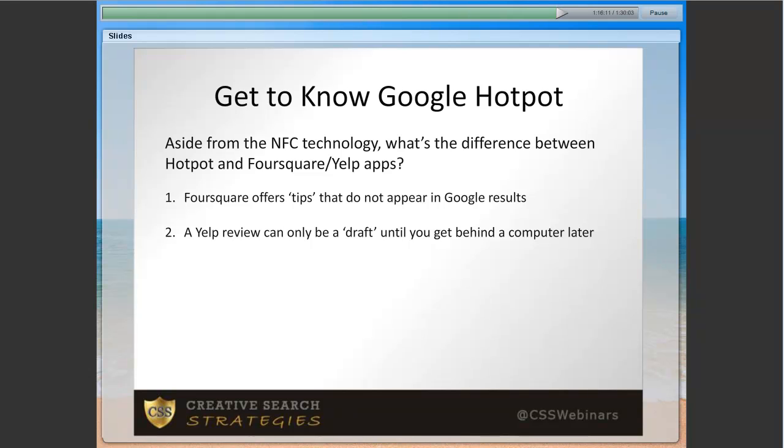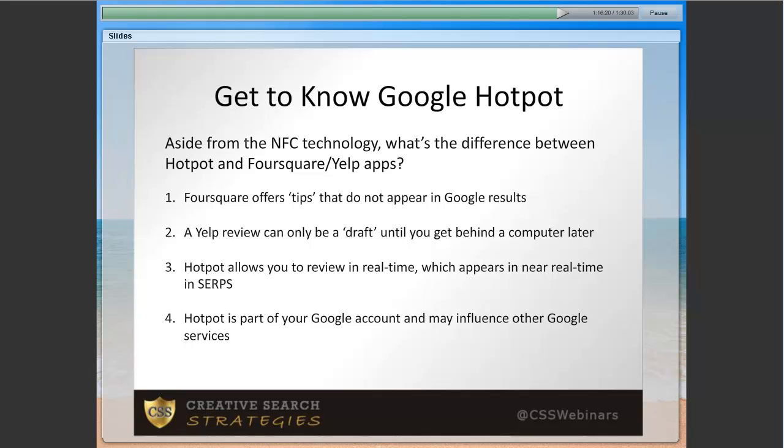A Yelp review can only be a draft on your phone, if you're mobile, and you have to get behind your computer later on and do it. Whereas when I mentioned earlier, when you check in on Places in Latitude, you can put your review in, click submit, and you're done, and it's instantly improving your ranking. Hotpot allows you to review in real time. And it's part of your Google account, and it may influence other Google services.